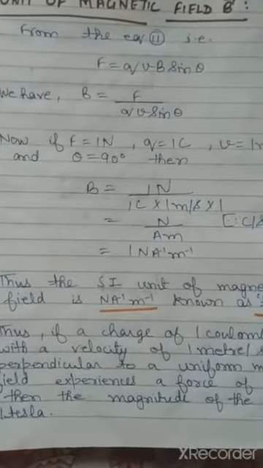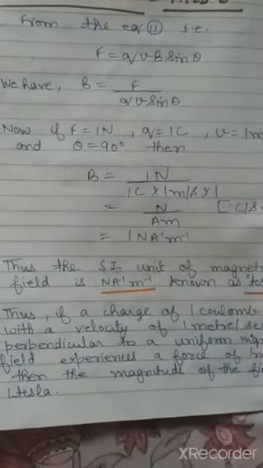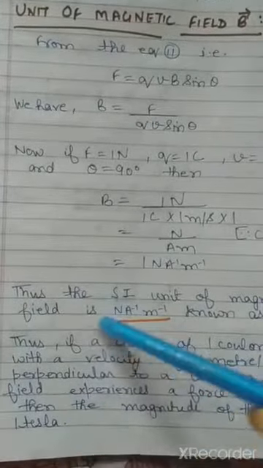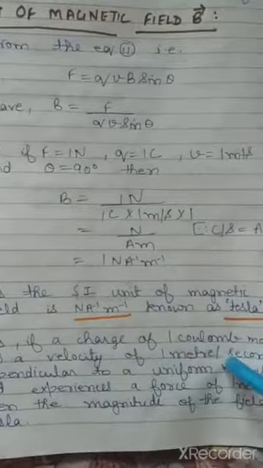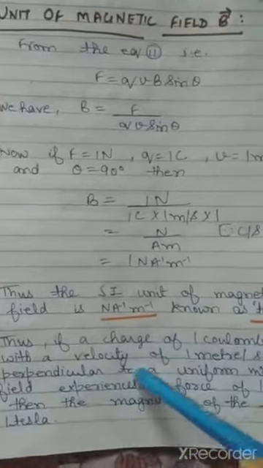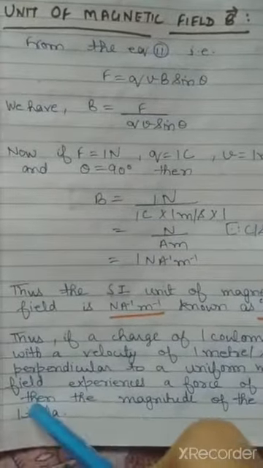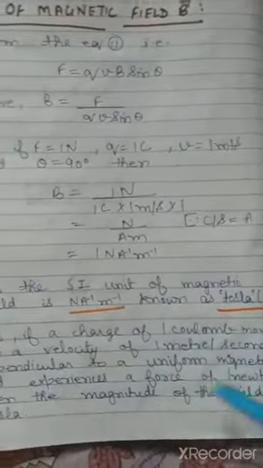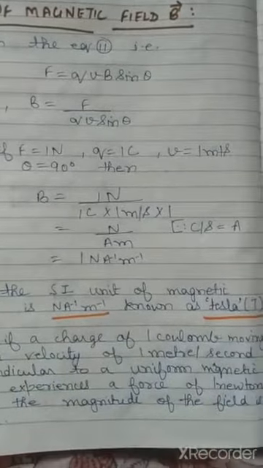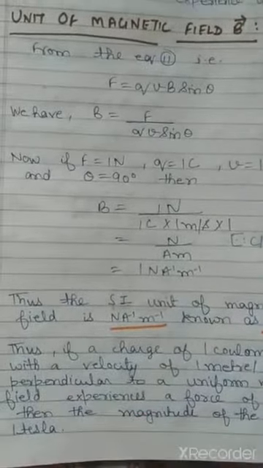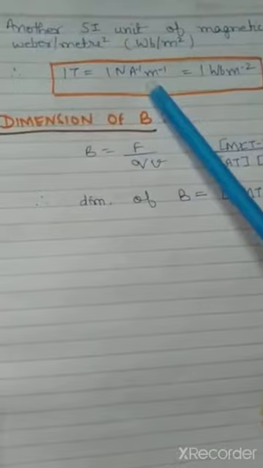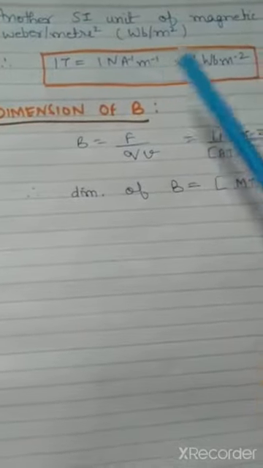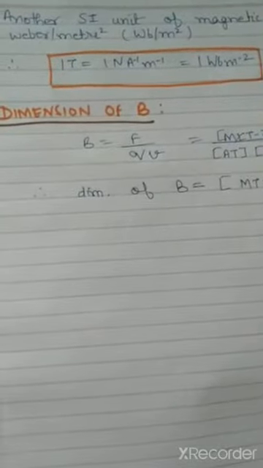So how can we define the magnitude of the field, that is 1 Tesla? If a charge of 1 coulomb moving with a velocity of 1 meter per second perpendicular to a uniform magnetic field experiences a force of 1 Newton, then the magnitude of the field will be 1 Tesla. So 1 Tesla is equal to 1 Newton per ampere meter or 1 Weber per meter square.